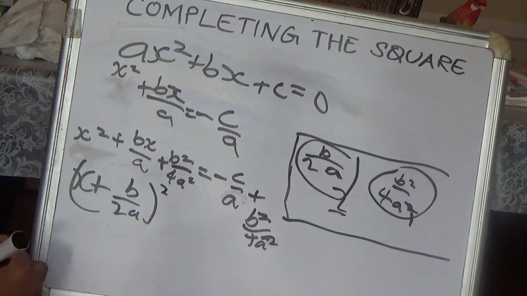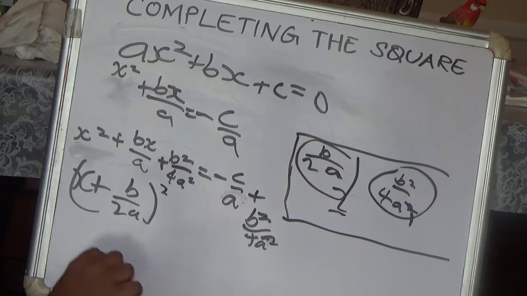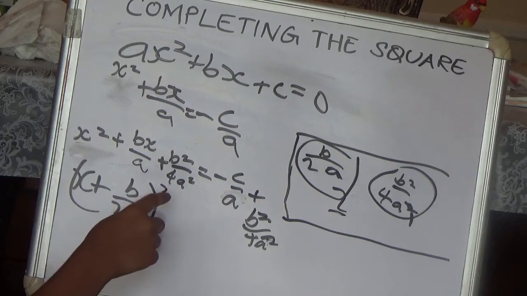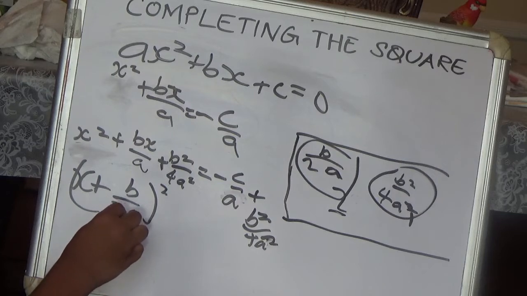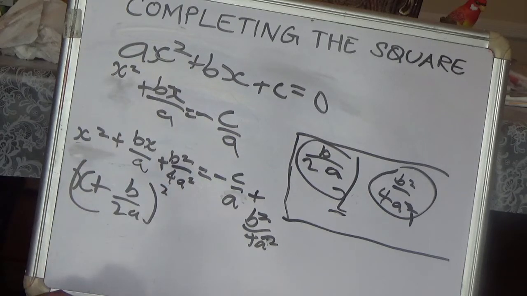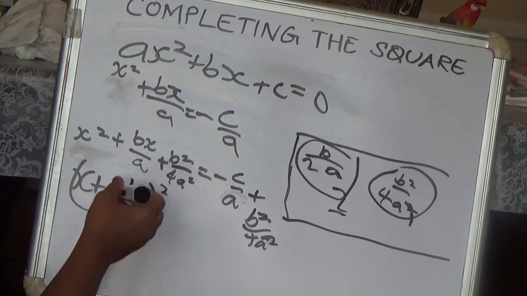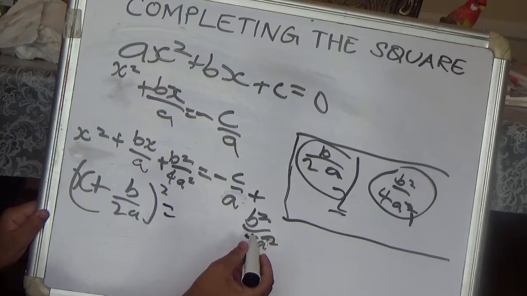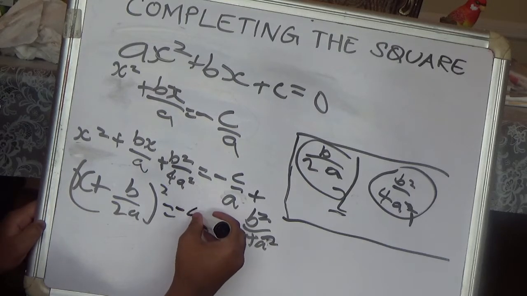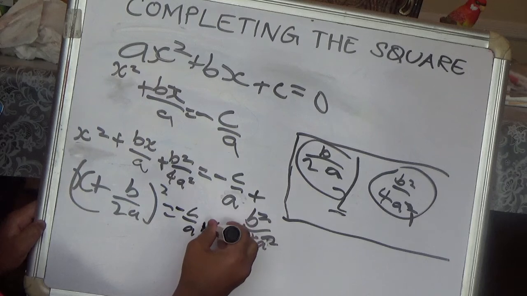And the reason we're doing this is because if you expand this, it'll be x squared, right? Plus 2 times b times x divided by 2a, which would be bx over a, because that's how it works. And if you square this, you get b squared over 4a squared. I'll expand it for you in the end to make it clear, but okay. So now minus c over a plus b squared over 4a squared.